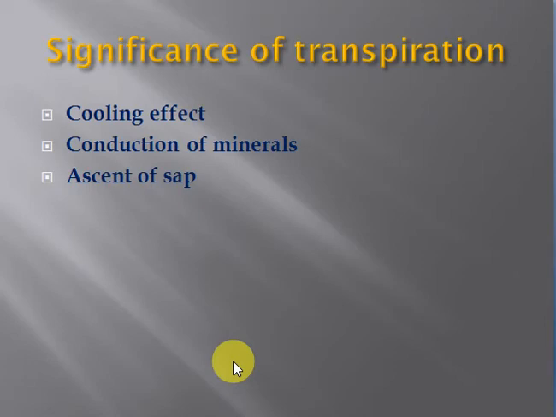And next, we want to know the significance of transpiration. What is the significance of transpiration? Here three different significances are mentioned. The first one, cooling effect. Second one, conduction of minerals. Third one, ascent of sap. Generally, the cooling effect: once transpiration is done, the plant leaf or plant body feels cool. To maintain the temperature, transpiration is very useful for plants. By releasing water vapor, the plant gets cooled. That's the cooling effect.